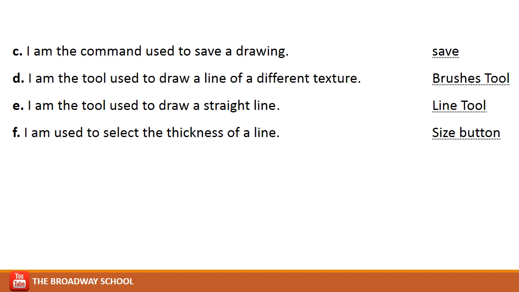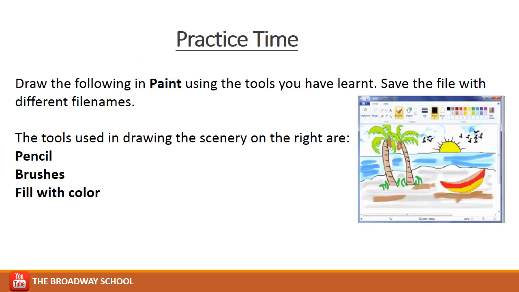The second last is, I am the tool used to draw a straight line. It's about line tool. And the last one is, I'm used to select the thickness of a line. It's about size button. Practice time.